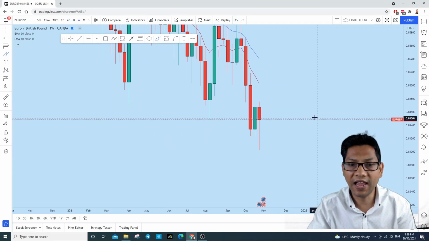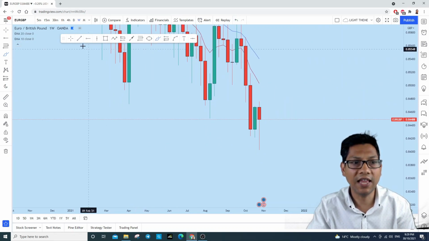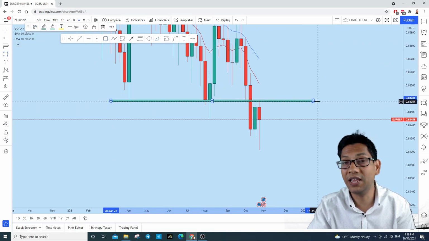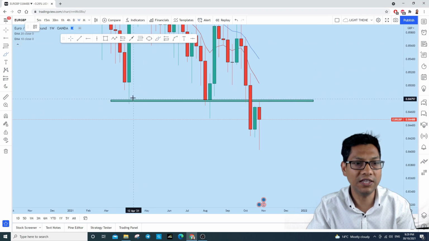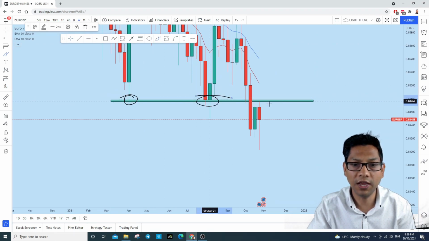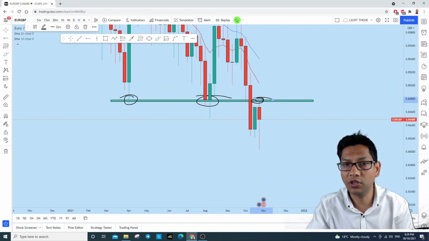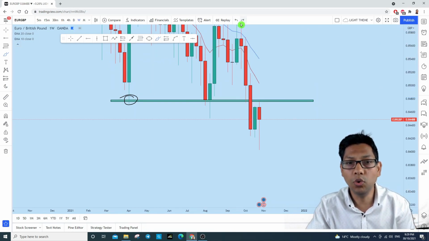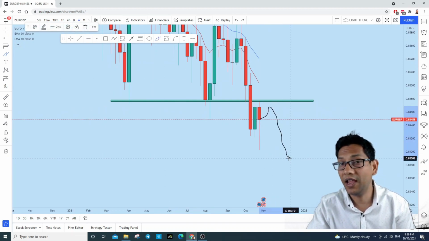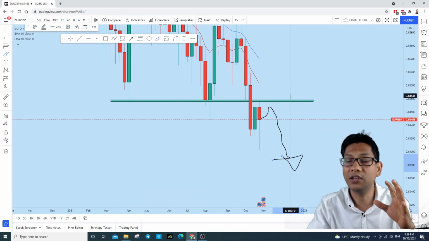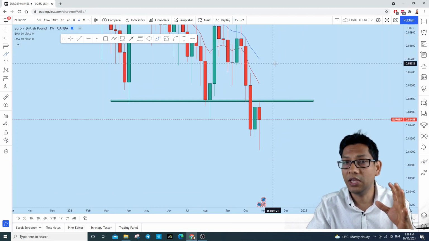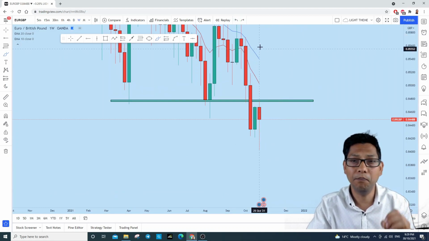After this hanging man, as you can see, this hanging man is just below this strong weekly support. So you can see that there is a support here, support here. Now this support is acting as a resistance for this candle. So on the weekly, after this hanging man, what you can expect is a little bit of retracement and then dropping to the downside. So on the weekly as well, Euro GBP has a bearish momentum.